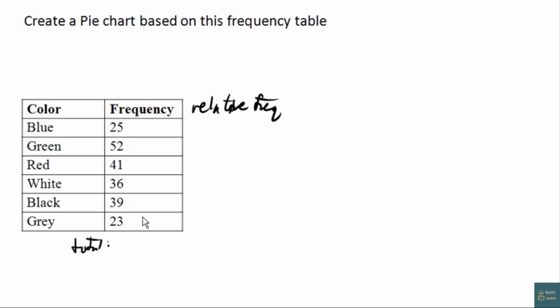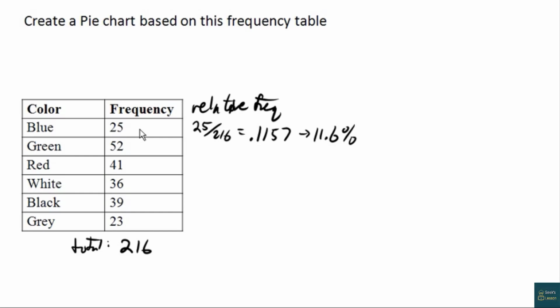So let's see, if I pull out my calculator and add these up, I get 216 is the total number of reports that were read. And so the relative frequency is what is the percentage. So 25 out of 216. So that would be 25 divided by 216 comes out to be about 0.1157, or about 11.6%.